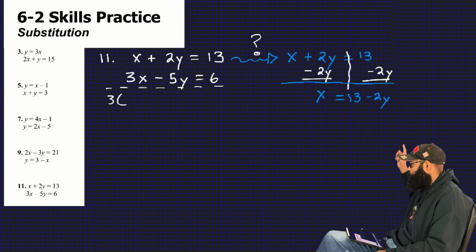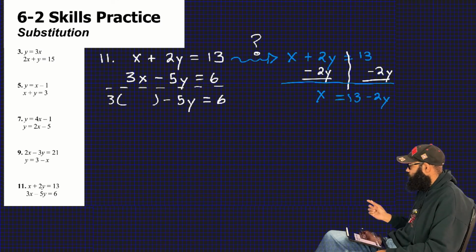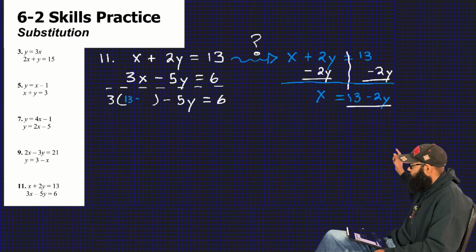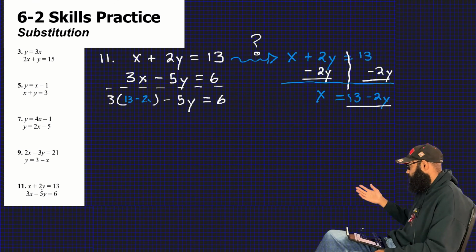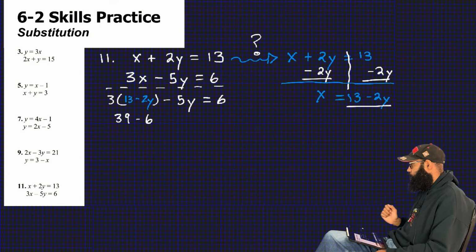That's a circle way over here, but you get my idea. 3 parentheses minus 5y equals 6. What goes inside the parentheses is what the value of x is. And in this situation, like I said, circle and point, but I ain't gonna circle way over here and bring it all the way over there, but you get the idea. Multi-step equation again. Let's get it. 3 times 13. 3 times negative 2y. Minus 5y equals 6.